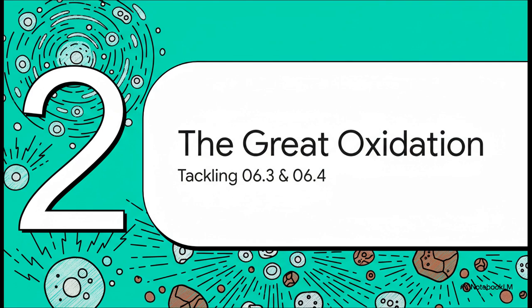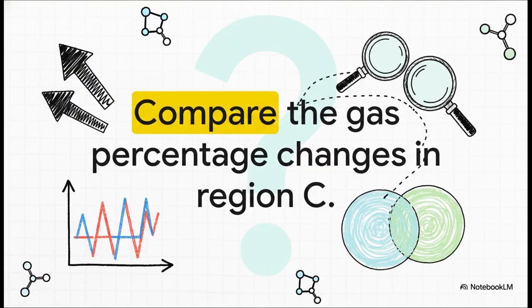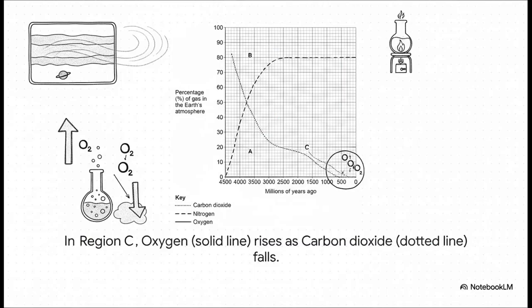We're now shifting into a really pivotal moment in Earth's history. It's often called the Great Oxidation Event, and it's what the next two questions are all about. So the question now shifts its focus to region C, and we get a brand new command word, compare. Now this is key. Compare means you can't just talk about one gas. You have to describe the relationship between the gases. And if you look at region C, you can see there's a really clear inverse relationship going on. That solid line, which is oxygen, it starts to climb up from basically zero. And at the exact same time, that dotted line for carbon dioxide, it keeps on falling.